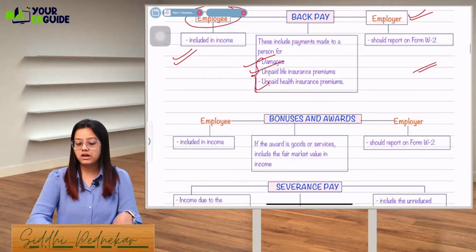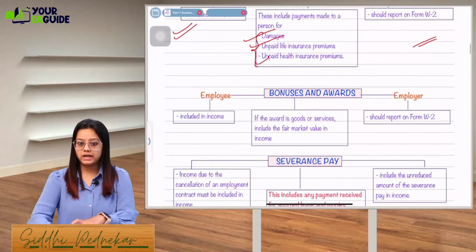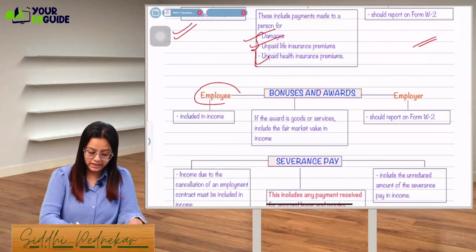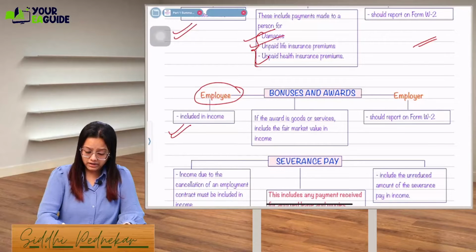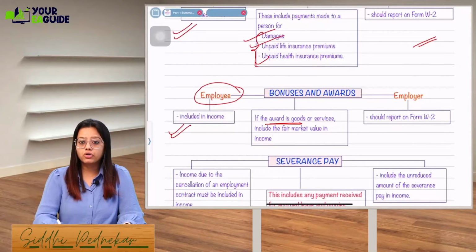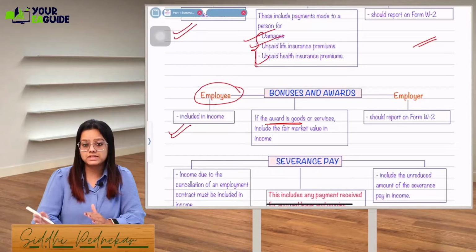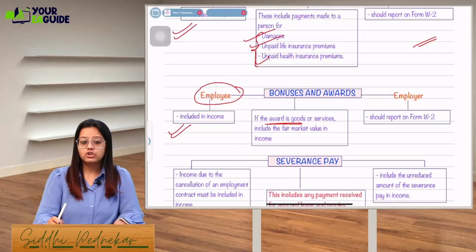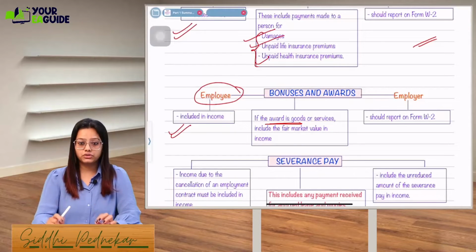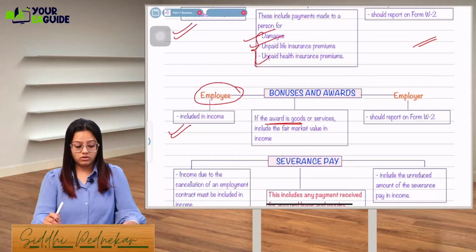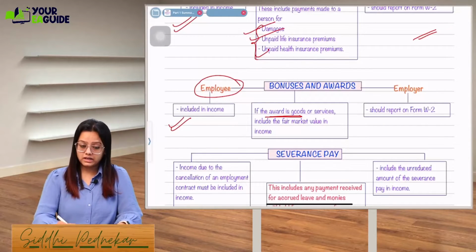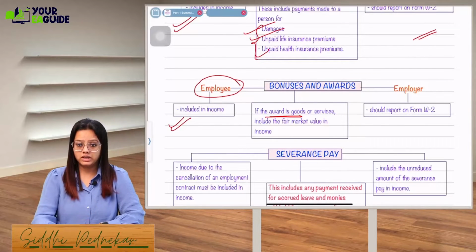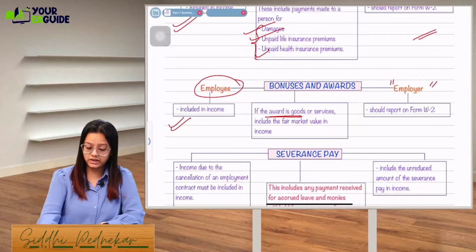Next is bonuses and awards. If the employer is providing any bonuses and awards to the employee, it will be included in the income. Okay, then if the award is for goods or services, instead of providing cash, you get an amount in kind, then in that case it will be included in the income. The fair market value of that particular good or service will be included in the income, and the employer will be showing it in the W-2.